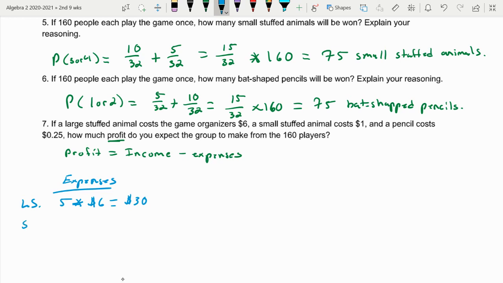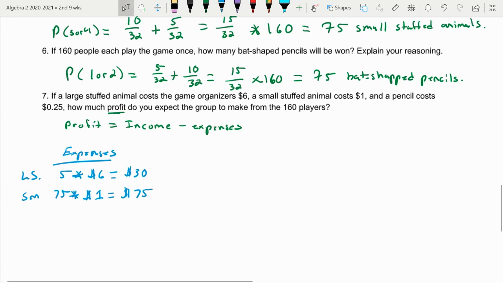All right, so what about a small stuffed animal? Well, we expect to give out 75 of those, times the cost. How much do they cost? $1. So times the $1, well, then that is pretty easy. $75. Then we have the bat-shaped pencils, which are 25 cents. BP for bat pencil. We got 75 of those expected to pay out times 0.25. So 75 times 0.25, and we expect to pay out $18.75.